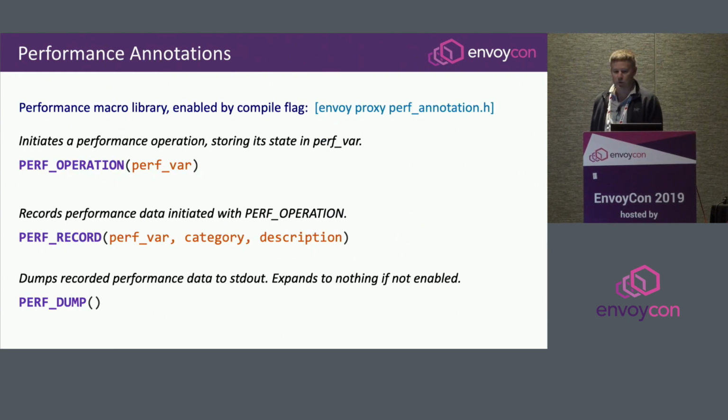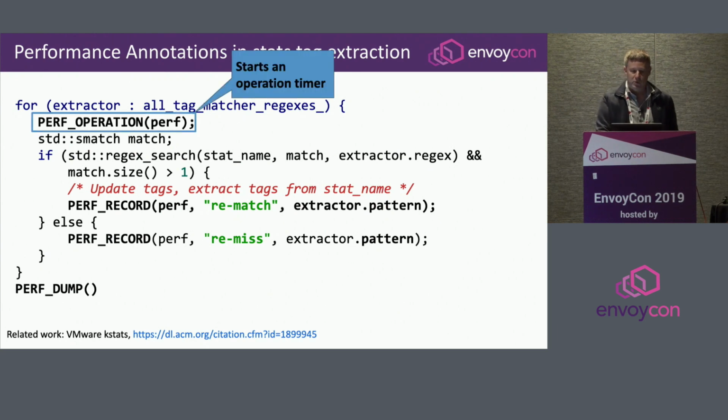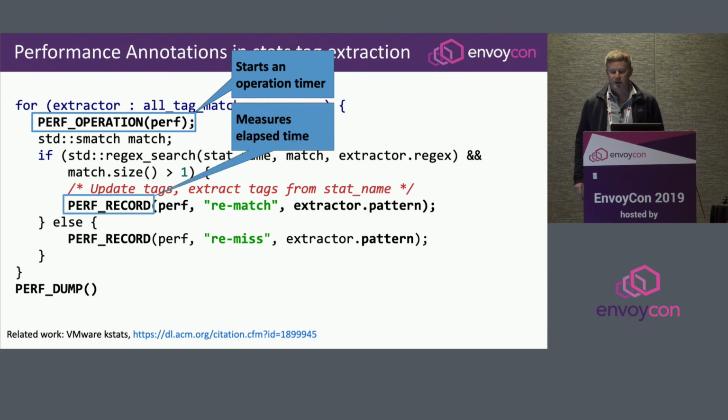This brings us to our second method of performance improvements, called Annotations. Here we put together a really small library of macros and support functions and use them to annotate the source code where we thought the problem might lie, in particular the tag extraction regular expressions. The way that this works is that you have these macros that compile to nothing if you're not enabling performance annotations, but when you do, the perf annotation macro initiates a timer. Then there's a record macro, which records the time.